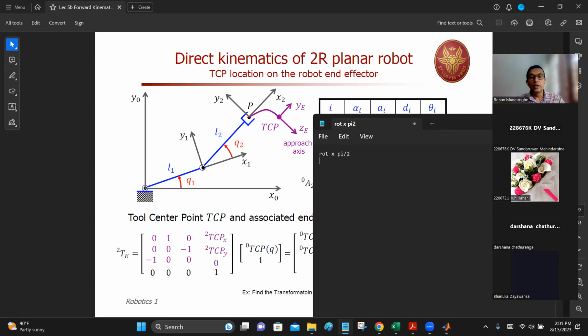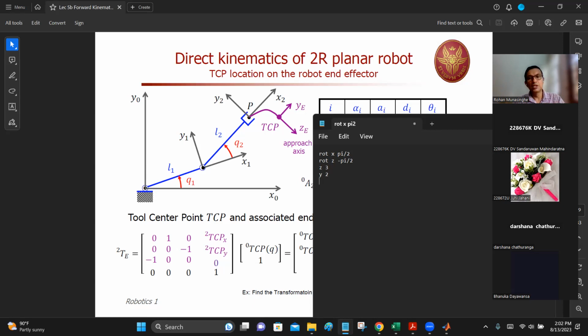Okay, and then I have another rotation around Z-axis by minus pi by 2. And after that, there's a distance, right? Translation, what is that? Along Z-axis, right? How much? Let's say, give some number, 3 centimeters. And along Y-axis, give some number, 2 centimeters. Okay, you have to figure that out, this transformation.